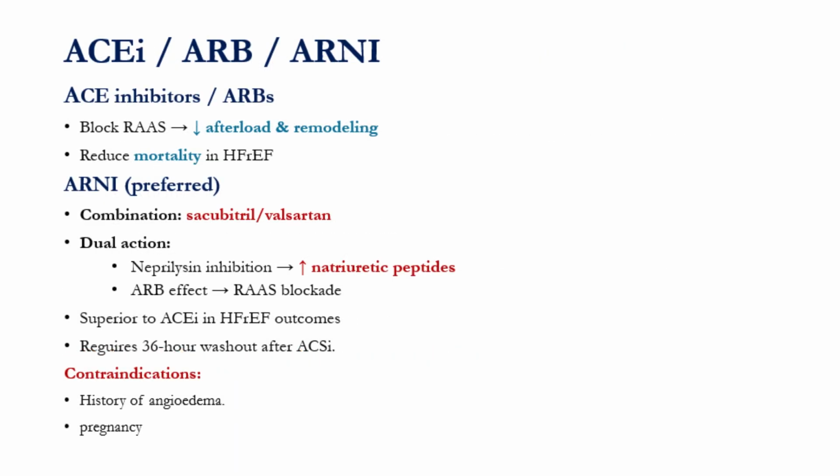ACE inhibitors and ARBs improve outcomes in HFrEF by suppressing the RAS pathway, thereby reducing afterload, fluid retention, and ventricular remodeling. ARNIs, specifically sacubitril/valsartan, provide dual neurohormonal modulation. Sacubitril inhibits neprilysin, increasing beneficial natriuretic peptides, while valsartan blocks angiotensin II receptors. Compared with ACE inhibitors alone, ARNIs have demonstrated superior reductions in mortality and hospitalization.